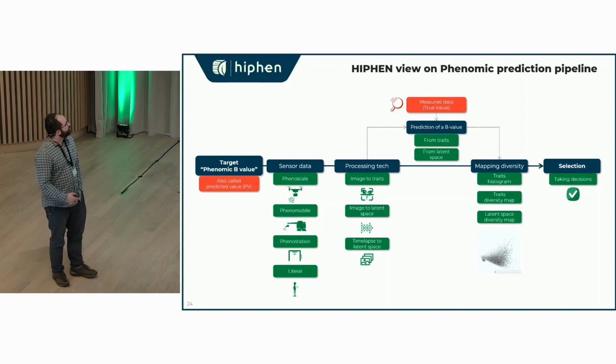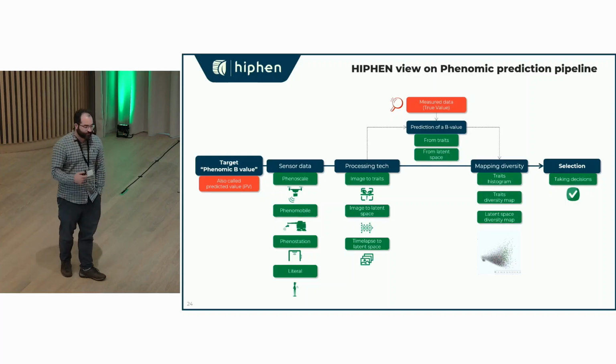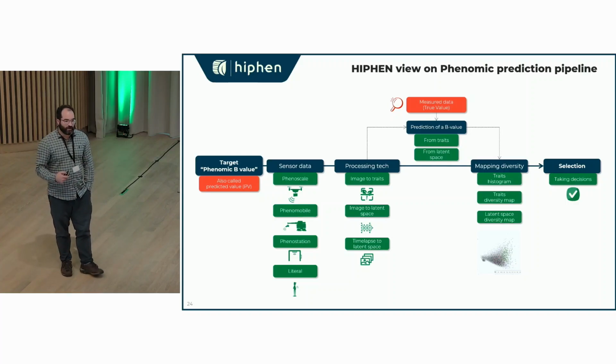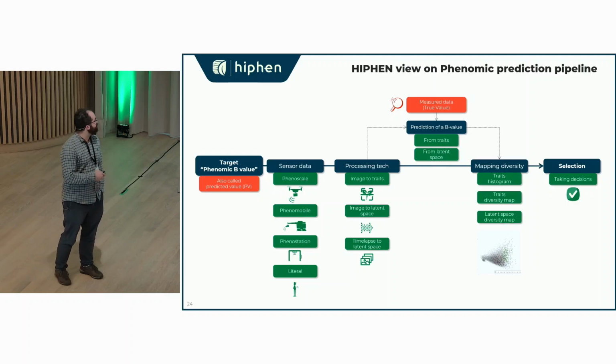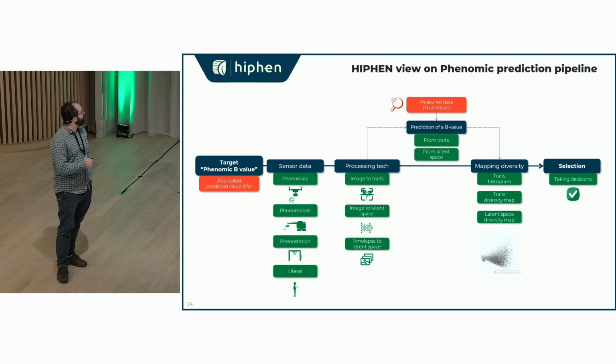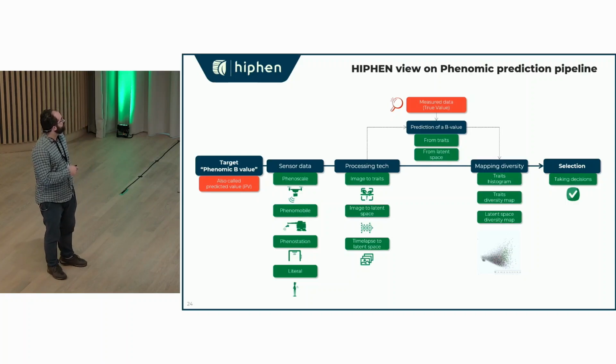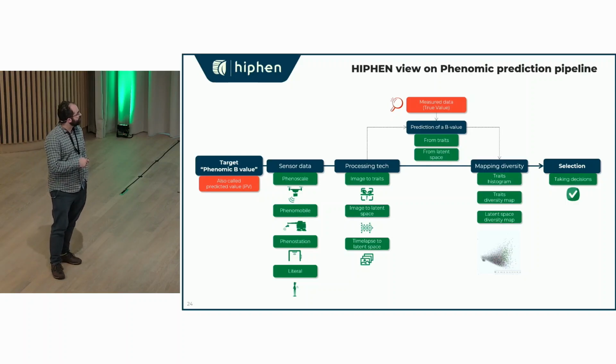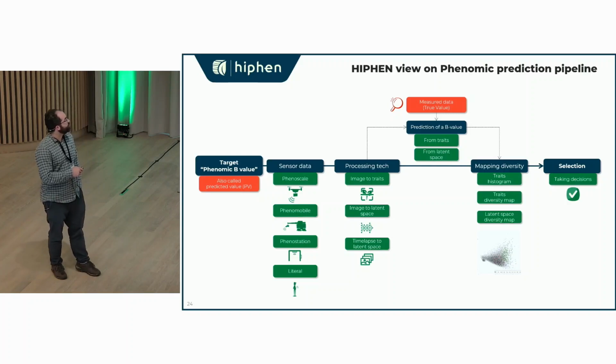And I would like to try to synthesize or formalize a little bit how it works in processes. Well, first you need to have what I call the phenomic B-value or predicted value. I mean, what is your targeted value? What do you want to estimate? Then we need to find a way to measure this data, whether by drone, by ground vehicles, let's call them phenostations, like we see for fruit phenotyping, or handheld devices. Then we need to find a processing technique.